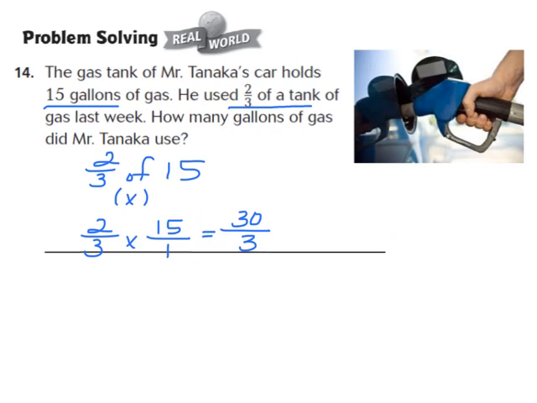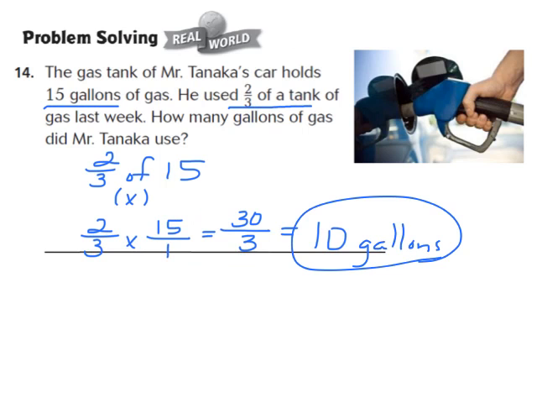Now, once again, that's an improper fraction, so we can't leave our final answer as 30/3. So what we're going to do is this. I know that 3 goes into 30 10 whole times, so I'm going to go ahead and write down 10 as the whole number part of my answer. Now I know, though, that 10 times 3 gives me exactly 30, with nothing remaining or left over. So what that means is, we know that Mr. Tanaka used 10 gallons of gas, and that becomes our final answer.